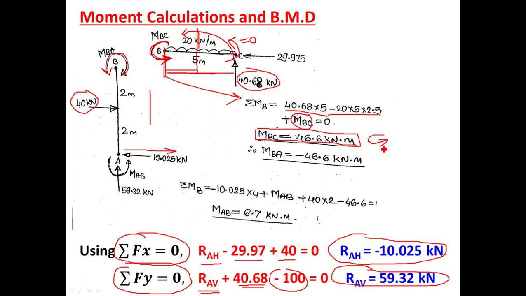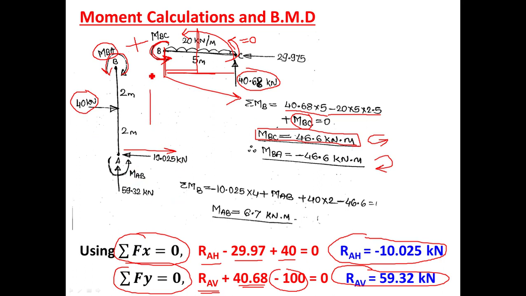Okay, once you calculate the MBC, now we know the joint equilibrium condition, summation of moment at joint B must be equal to 0. So if MBC is equal to plus 46.6, MBA must be equal to minus 46.6. Minus represents that it is clockwise in nature. So now MBA is also known to us, minus 46.6 clockwise. Okay, now only MAB is remaining.